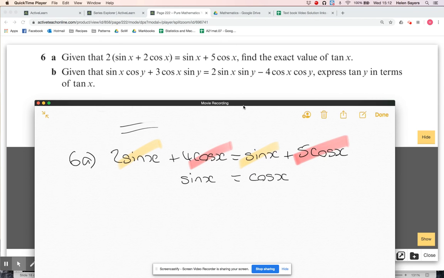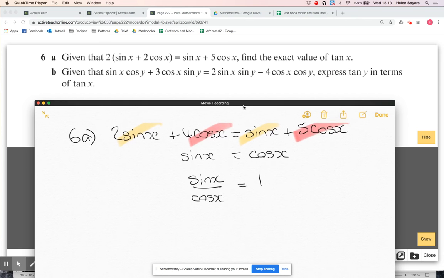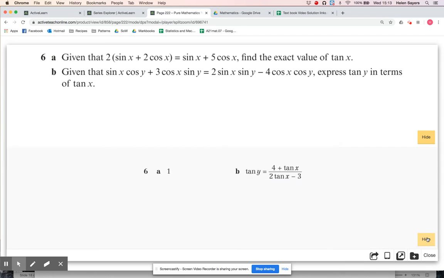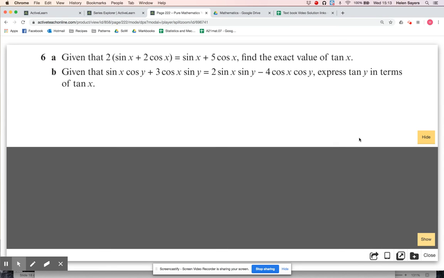And then we know that tan x is sine x over cos x. So if I divide through by cos x, and just be careful, it's going to be tempting to write 0 there, don't fall into that trap. If I divide through by cos x, I'm just left with 1, and that's what tan x is. Okay, so why are they saying exact value? Let's just double check that. Yeah, okay, it threw me a bit. I was expecting to end up with a fraction there.